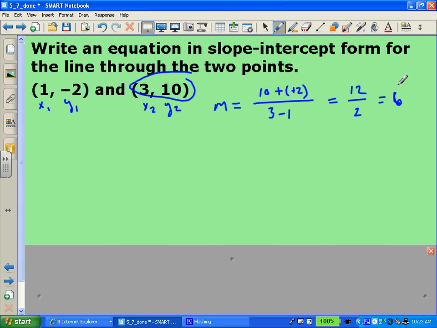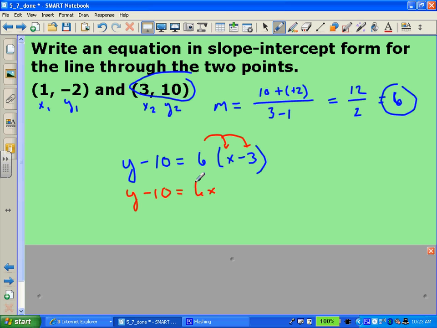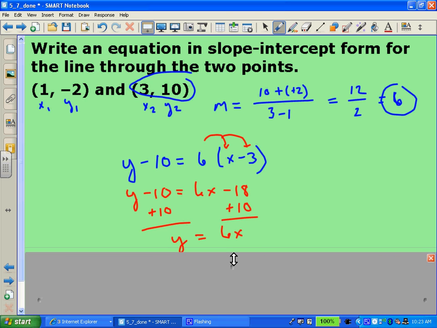So then I'm going to take my slope and a point. So I have y minus 10 equals my slope times x minus 3. So then I have to distribute. So I got y minus 10 equals 6x minus 18. And then I have to add 10. So I come up with y equals 6x minus 8.